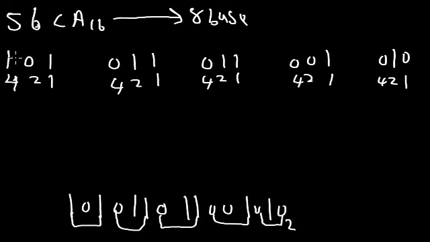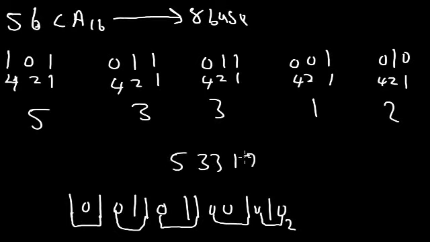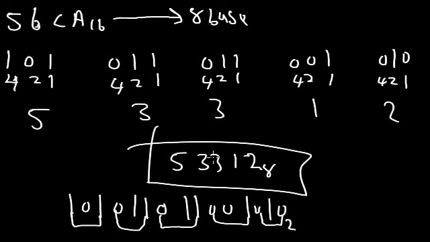So for the first one, select or just add digits that have 1 above them. Then you ignore digits that have 0 above them. So 4 and 1 have 1 above them. So that's 5. 4 plus 1 is 5. 2 and 1 have 1 above them. That's 3. 2 and 1 again. That's 3. Only 1. That's 1. Only 2. That's 2. So I'm going to combine them. This is my final answer. And that's how to easily and mentally convert a number from base 16 to base 8.